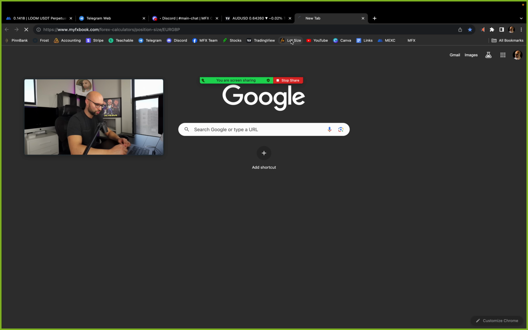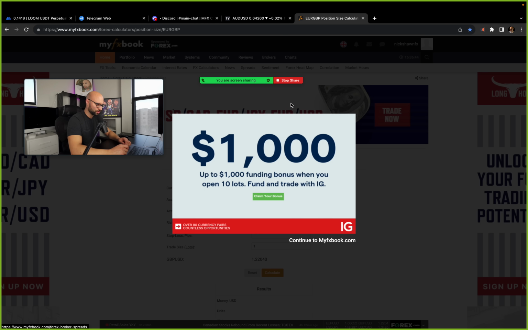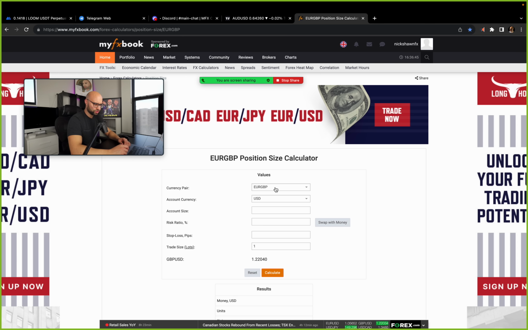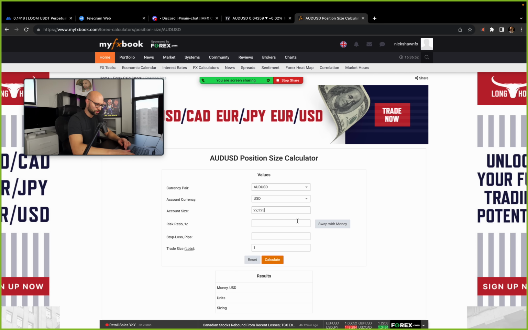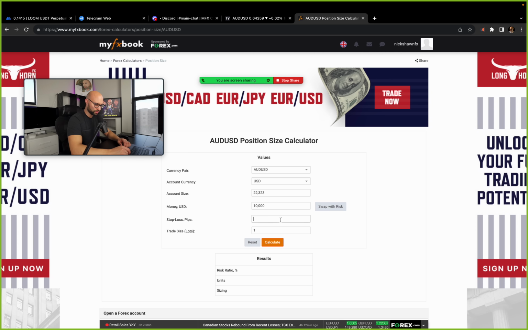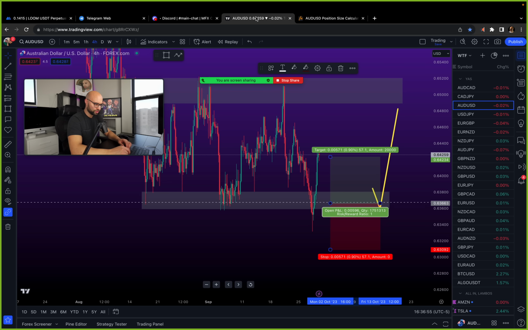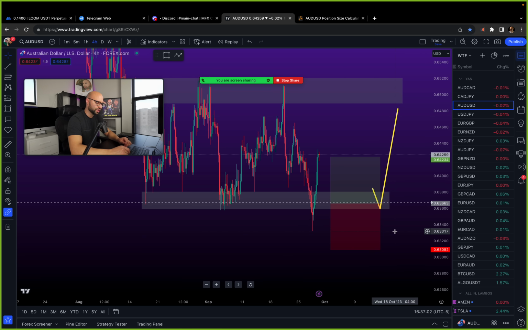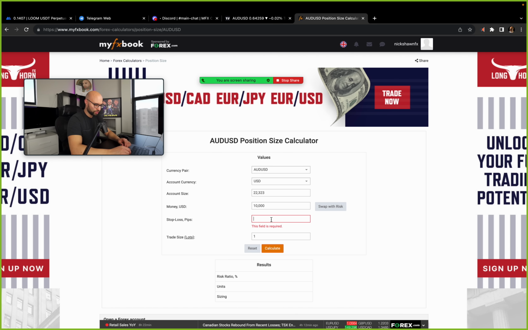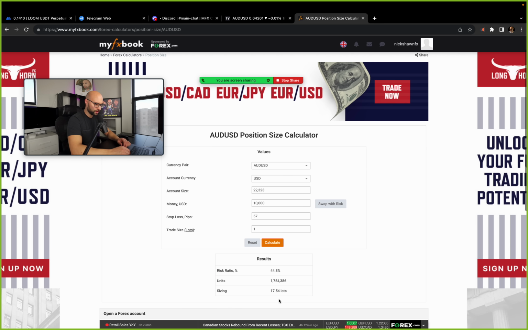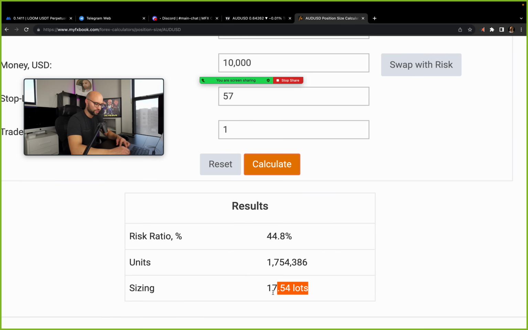If we go to a position size calculator, like this one right here on my screen, we just type in AUD/USD. The account size doesn't really matter because I just do this where I swap with money. I type in how much money I want to risk on the trade because that's what's important to me. And for the stop loss, I believe it was 37 pips, right? Excuse me, it's 57 pips. I just leave the trade size at 1. I hit calculate, and that would mean it's going to be about 17.5 lots.